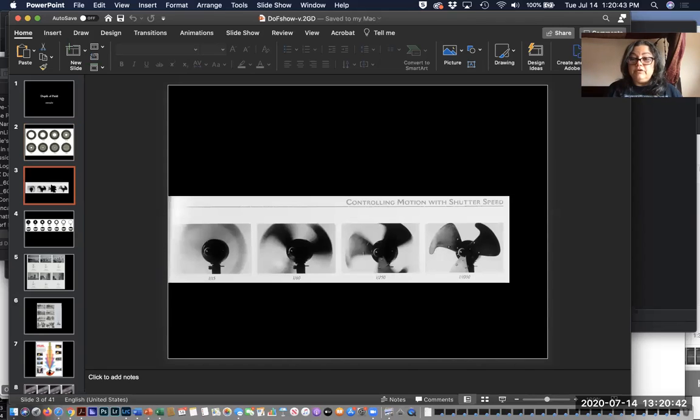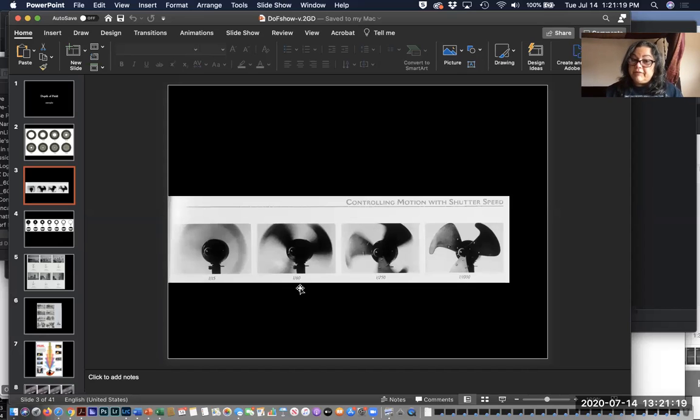What happens when you change the shutter speed? We'll talk about motion somewhat more in depth a little later on. But in this example, you can see on the far left, all of them are photographs of a fan in motion. The first image was made with the shutter speed set at 1/15th of a second, and it's very, very blurry. All you see is a circular blur around the center of the fan.